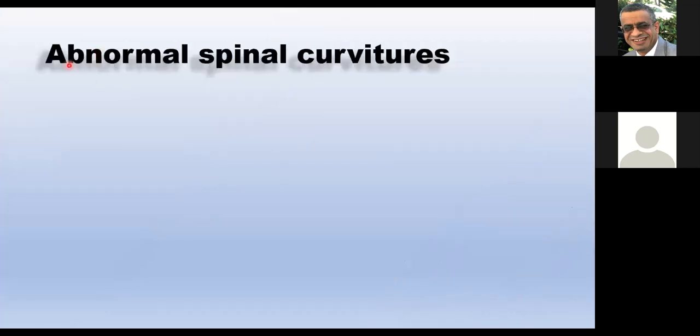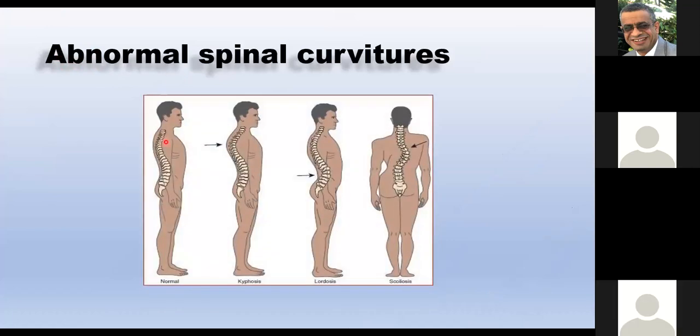Now we will talk shortly about abnormal spinal curvatures. This image shows at the left side the normal spinal curve. Next, we have kyphosis, which means an increase in the thoracic curve of the vertebral column, lordosis, which means an increase in the lumbar or cervical curve of the vertebral column, and scoliosis, which means bending of the vertebral column either to the right or left side.